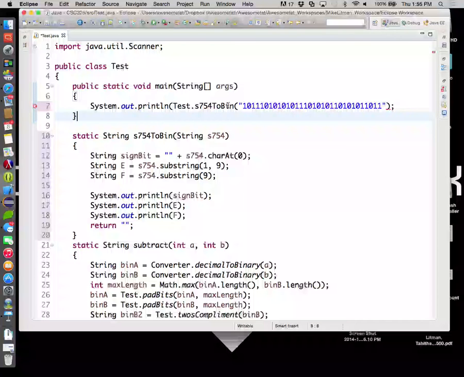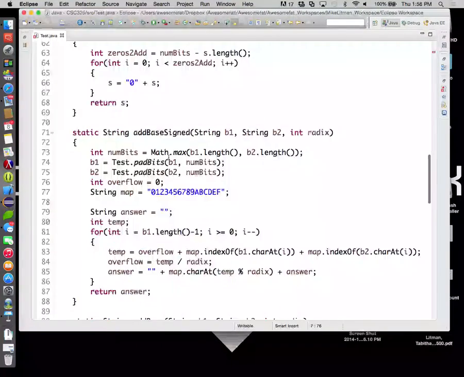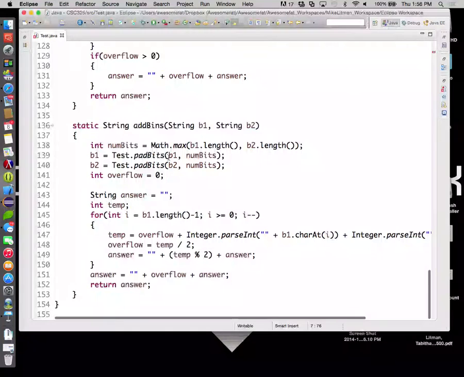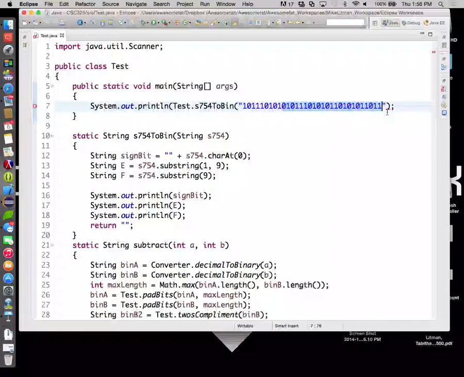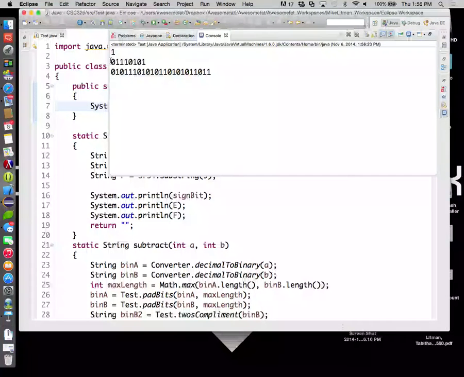All right, so let's print out our pieces. So we should get a sign bit of a 1, an E of 0, 1, 1, 1, 0, 1, 0, 1, and then an F of everything else. And of course we do. Oh, I'm missing a parenthesis. So there's our 1, there's our E, and there's our F.